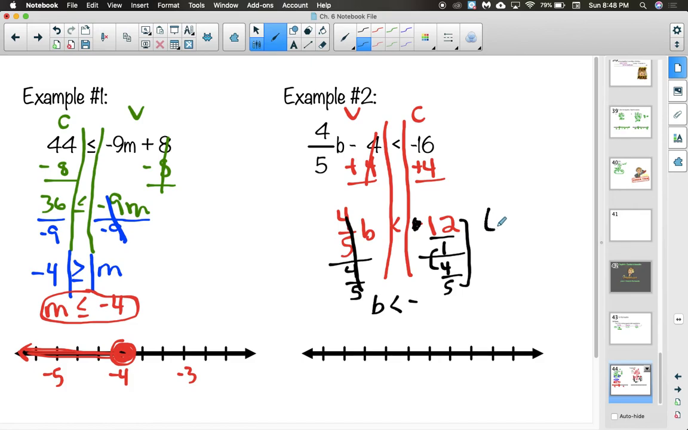12 times 5 is 60. That goes in the numerator. 1 times 4 is 4. That goes in the denominator. 60 divided by 4 is 15. So I'm left with b is less than negative 15 for my solution. So we can graph that: negative 16, negative 15, negative 14 on the number line, open circle around negative 15, and the arrow points to the left. So I'm going to shade to the left on my number line. Don't forget to shade the arrow as well.